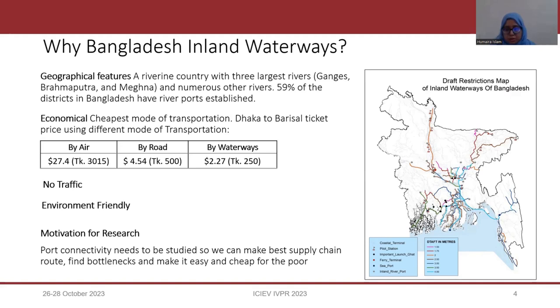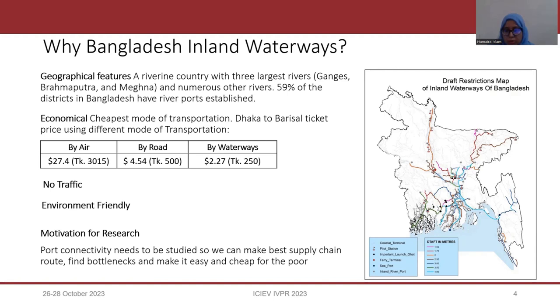Bangladesh is a riverine country consisting of approximately 700 rivers. These rivers are interlinked with the three largest rivers, Ganga, Brahmaputra, and Meghna. Among 64 districts in Bangladesh, only 31 of them have established ports. There are many benefits of inland waterways transportation. It is economical, has no traffic, and it is the cheapest mode of transportation.